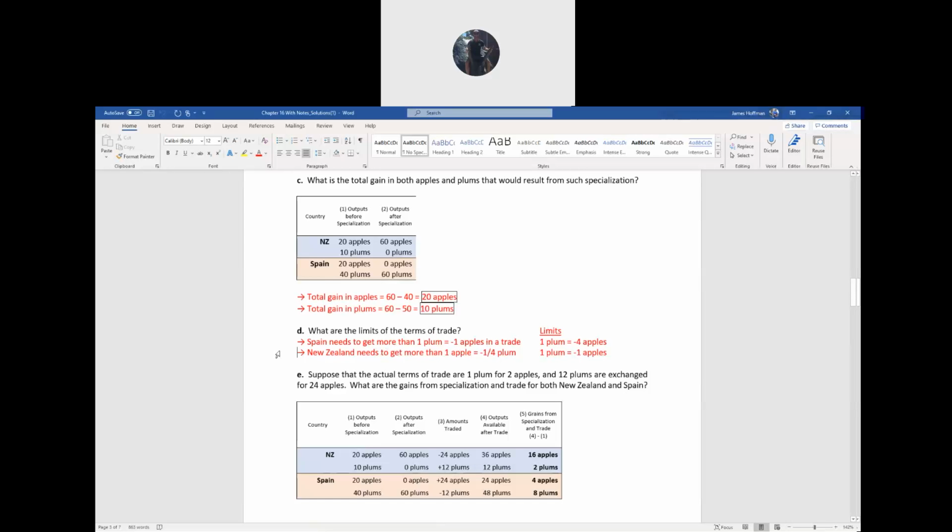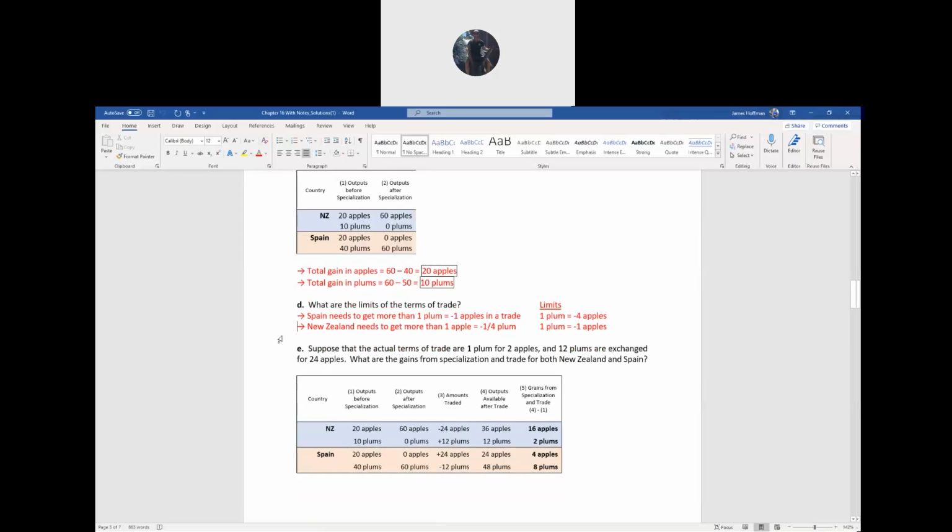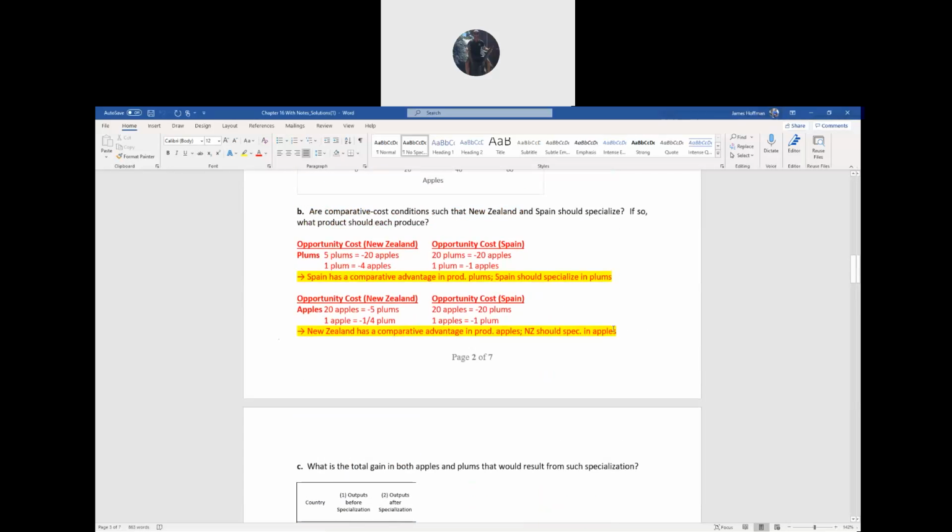Now, for New Zealand, they're going to specialize in apples. We determined that. So they're going to trade apples for plums. The initial trade-off for New Zealand for apples was one apple equals a fourth of a plum. Okay, so that means that if they're going to make a trade, they've got to gain back at least a fourth of a plum. Otherwise, they wouldn't make the trade.